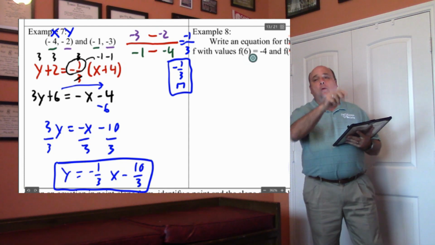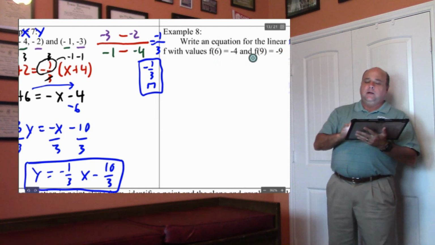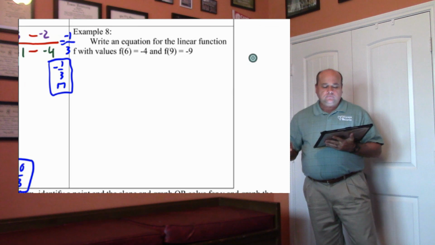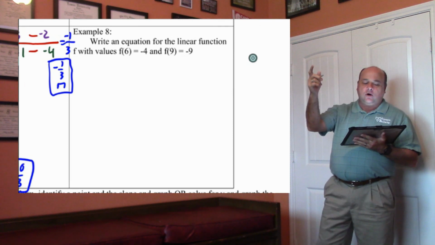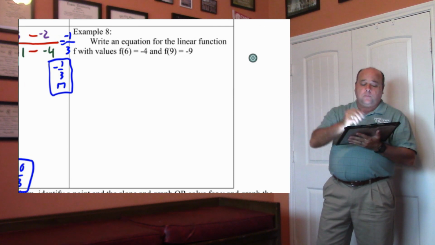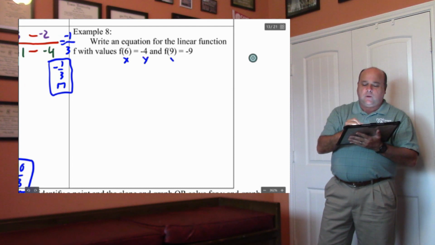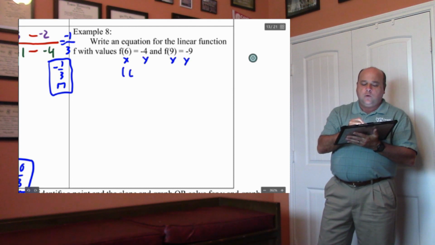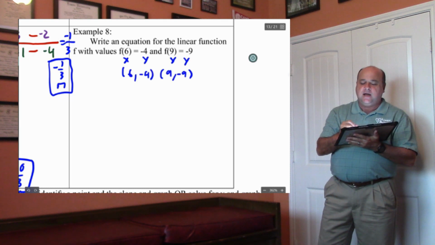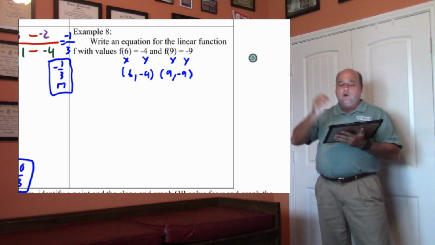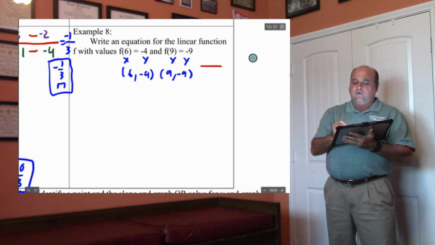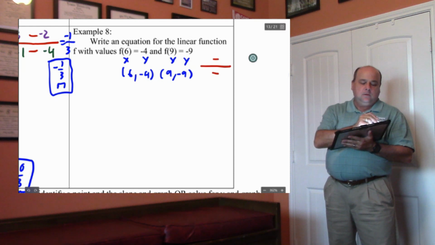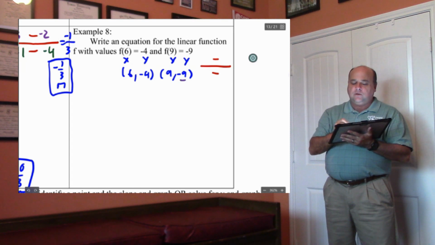Let's go to the next one. Okay, on this one, this is kind of tricky here, we need to get our points. This is x, this is y, this is x, this is y. So let's write down our ordered pairs. We would have 6, -4, and we would have 9, -9. So we need to get the slope, don't we? So we're going to draw fraction bar minus minus, and now then let's put our y's on top.